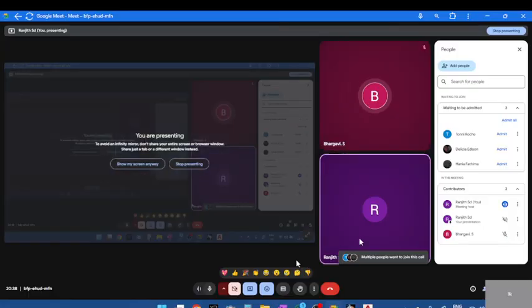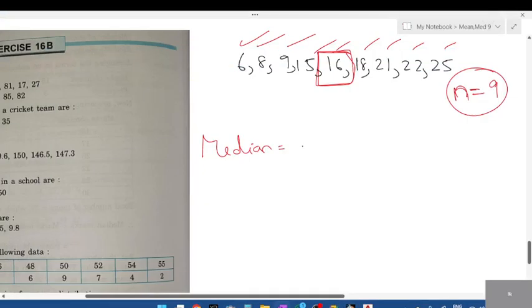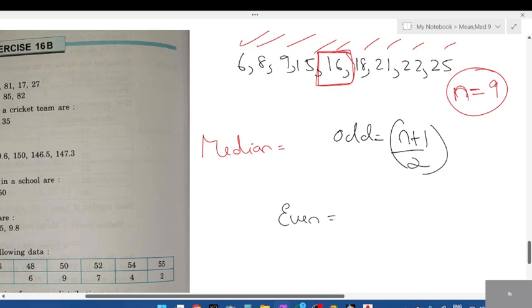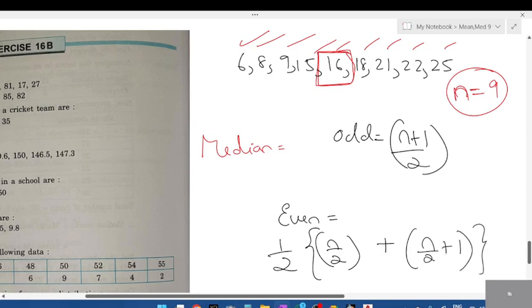9. So there are two formulas here. One is for odd number. N is 9, is it odd or even? Odd number. So for odd number, take down the formula: n plus 1 divided by 2. This is the formula. And if n is even, if you get an even number, the formula is 1 by 2 of n by 2 whatever you get, plus n by 2 plus 1. This is the formula for even number.